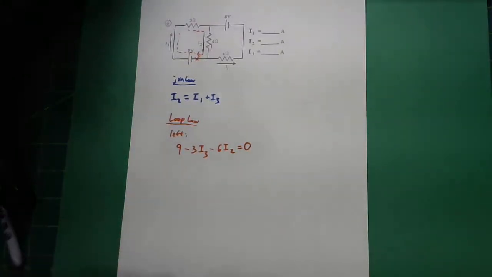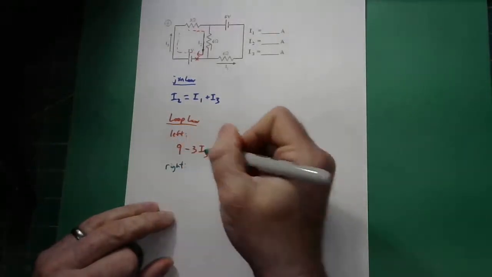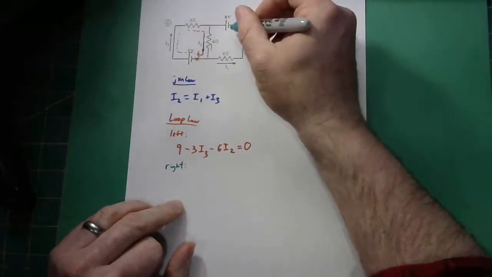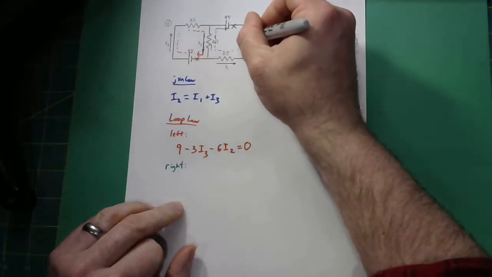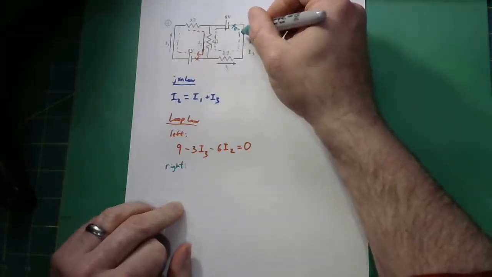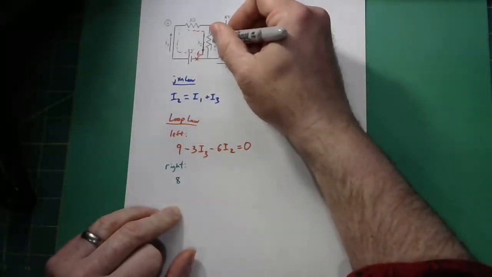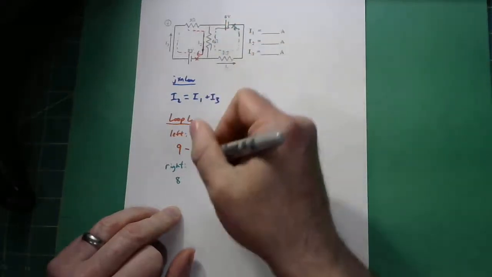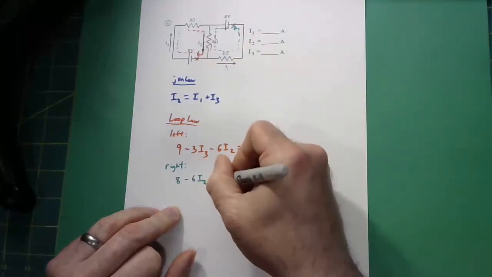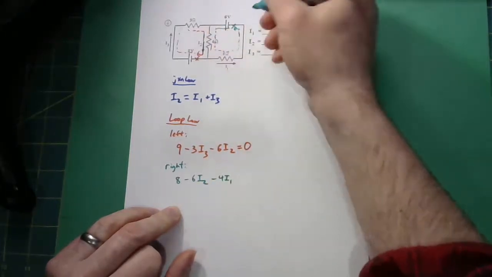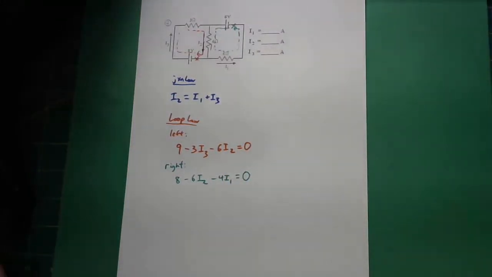Now we're going to do the right loop. Again, I'm going to start at the low V side of my biggest battery and go through that battery, so I'm going to go up 8 volts at the start here. I'm doing this loop counterclockwise. First I'm going up 8 volts. Then I'm going with the current, with I2 through 6 ohms, so I'm going to go down 6I2. Now I'm going with I1 through the 4 ohm resistor, so I'm going to go down 4I1. That takes me back to my starting point, so the change in V better be 0. There are my 3 equations I'm going to use to solve this circuit.